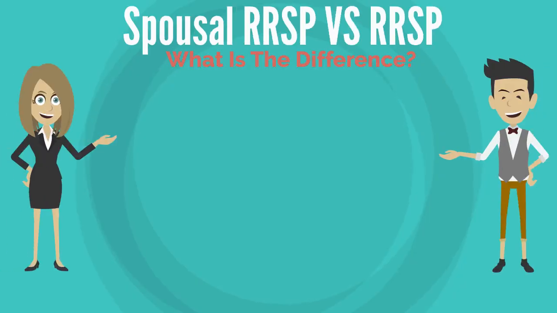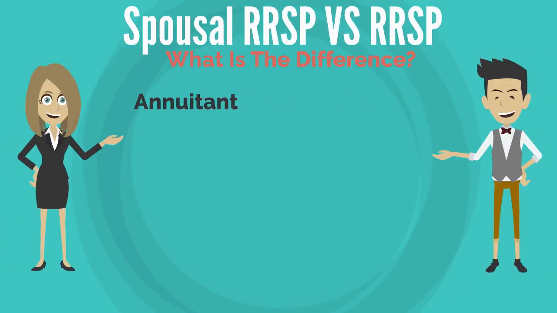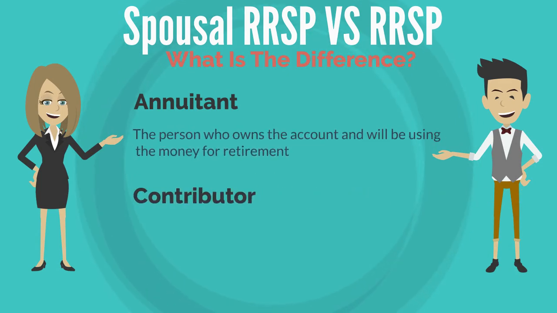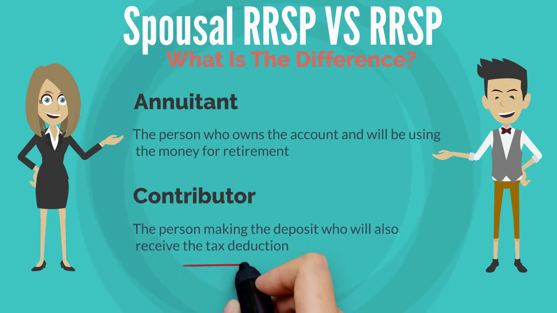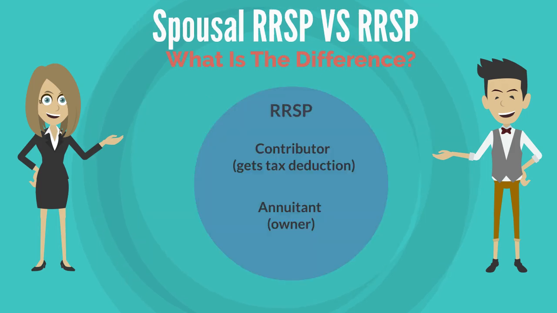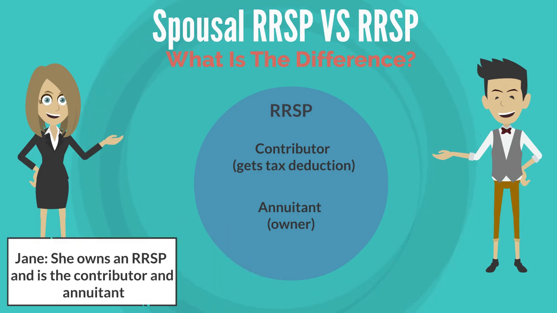To answer that question, we first need to understand what is an annuitant and what is a contributor. The annuitant is generally the spouse that's going to be withdrawing from the account in order to fund their retirement, whereas the contributor is the person that's going to be getting the tax deduction for the deposit. With a normal RRSP, the contributor and the annuitant are the same person. So as an example, I own an RRSP and I'll be withdrawing from the account when I retire. That makes me the annuitant. And any deposits made into the account are giving me the tax deduction. That makes me the contributor.